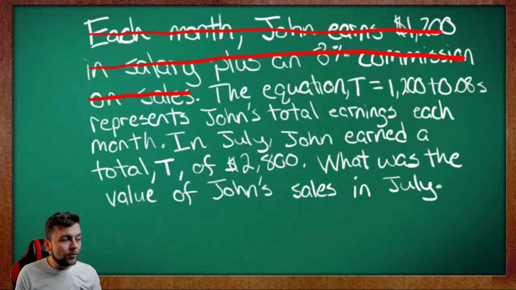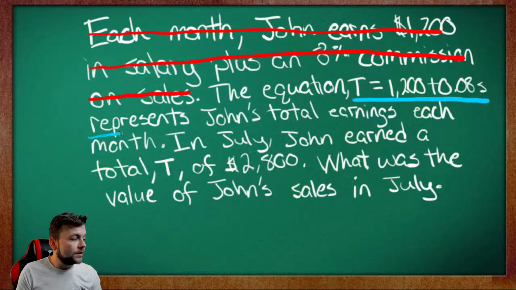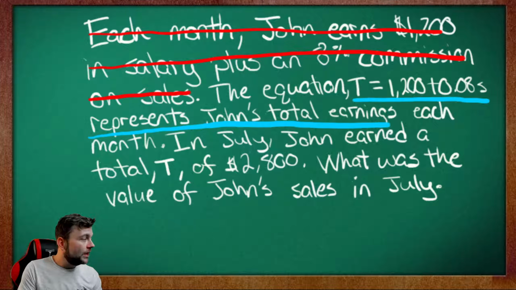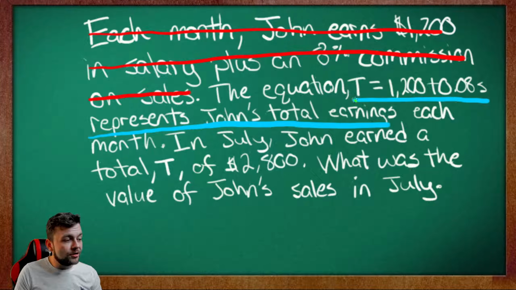So here, right here, we say the equation T equals 1,200 plus 0.08 S represents John's total earnings. This is important. This is what is telling us the total earnings each month. So we need this equation, okay? We're going to use this equation.